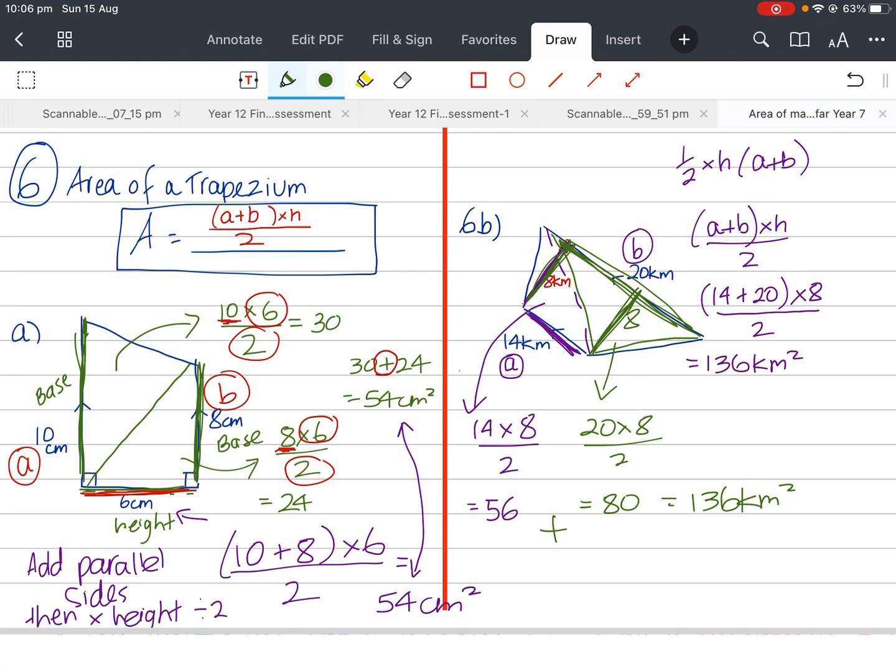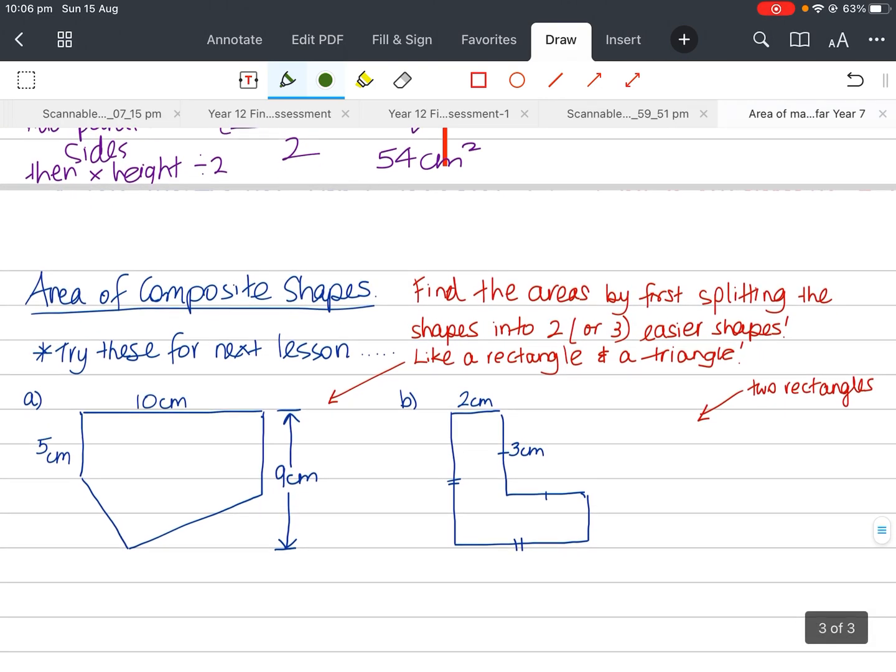So if you're not too sure about the formula yet, you'll do it again next year in year 8, but you can do it either by splitting it up into two triangles or doing it that way.